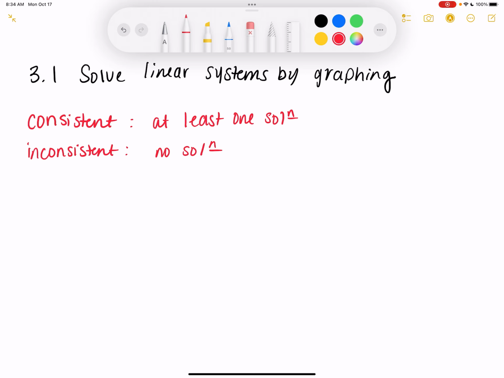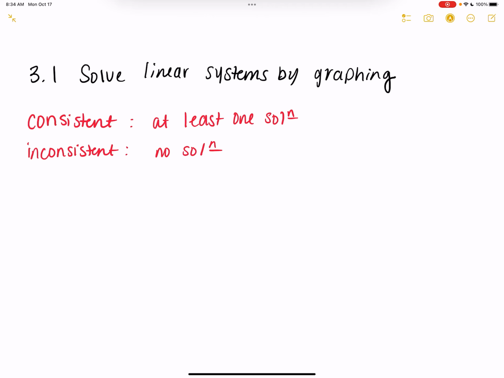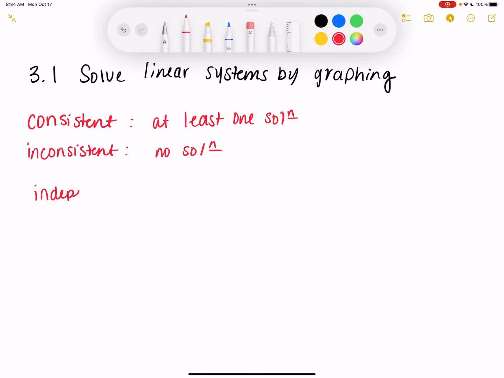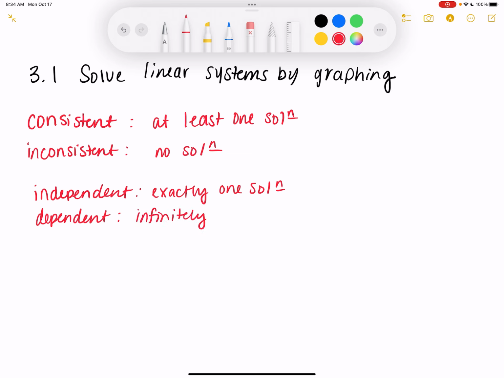And then, we would always say consistent or inconsistent, and then we will say independent, which means exactly one solution, or dependent for infinitely many solutions. So if it's inconsistent, it's just inconsistent. But if it's consistent, then we have to also say it's either independent or dependent.